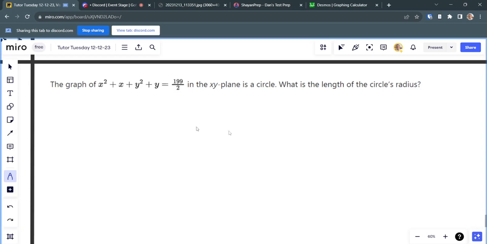And that's this equation. This equation is a circle, and we're asked to find the length of the circle's radius. So we just have to complete the square by grouping the x and y terms together and the constants. To complete the square, we take whatever coefficient we have on the x term, divide it by 2, and square it. So here, if the coefficient on x is 1, that becomes 1/2, and 1/2 squared is 1/4.